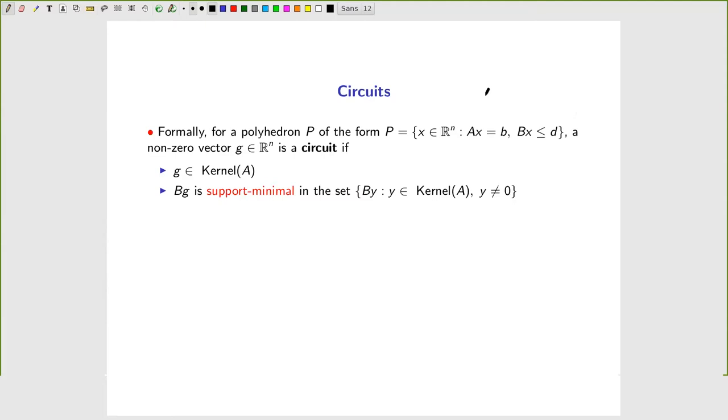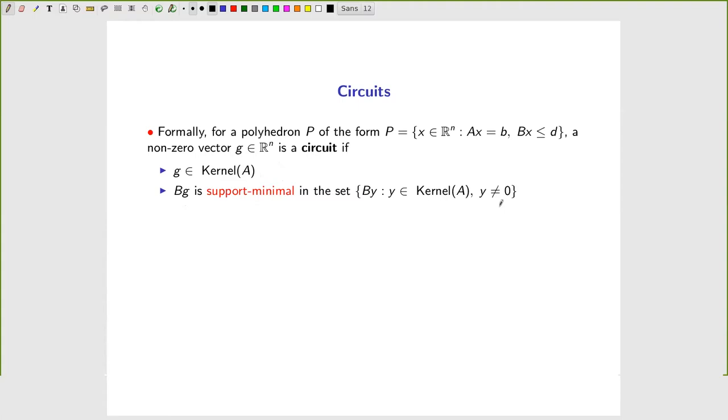Good, okay. So we are given a polyhedron of this form. We have some equality constraints, Ax equal b, and some inequality constraints, Bx less than or equal to d. Now, we call a non-zero vector g a circuit if the following two conditions are satisfied. So g is a vector in the kernel, and if I look at Bg, this Bg should be support minimal in the set of By such that y is in the kernel and By is non-zero.